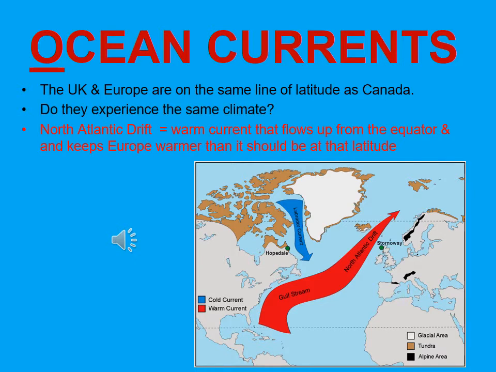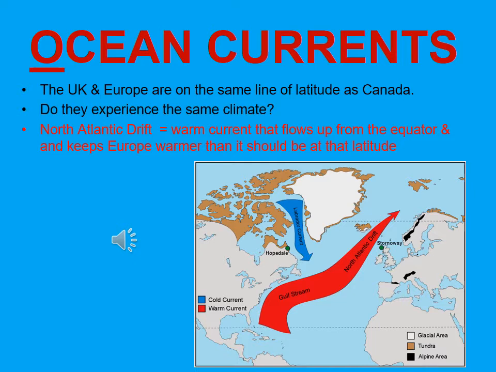O is for ocean currents. So even though the United Kingdom and most of Europe are on the same line of latitude as Canada, they don't necessarily experience the same climate. If you notice in this graphic right here, the Gulf Stream, which later on turns into the North Atlantic Drift, is a warm current. It flows up from the equator and keeps Europe warmer than it should be at that latitude.